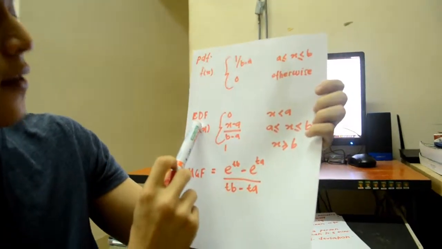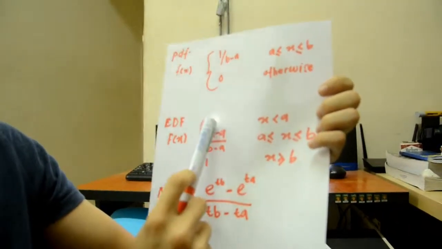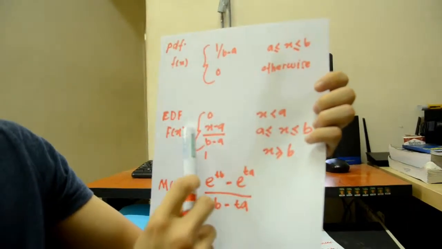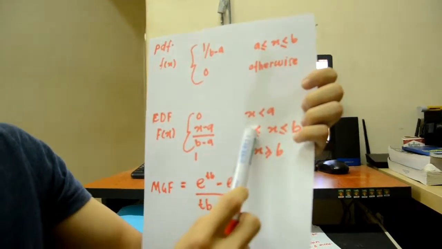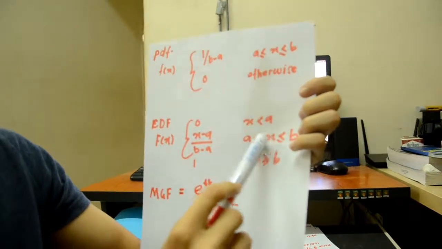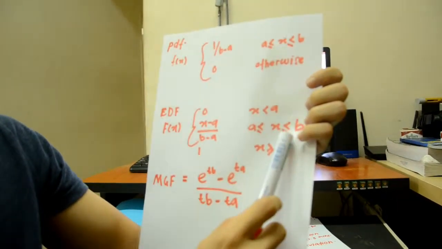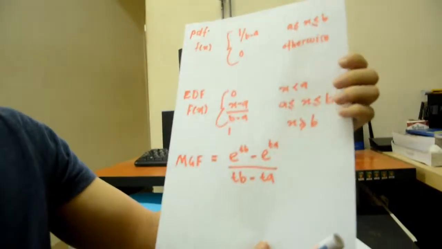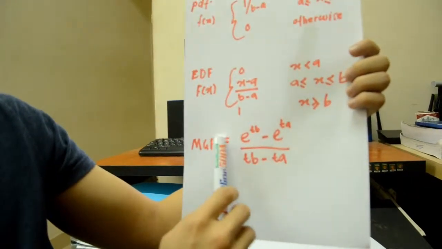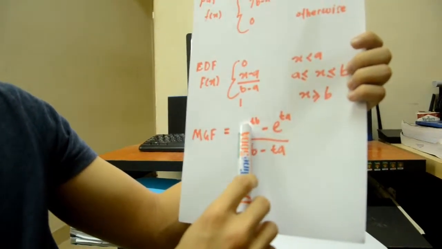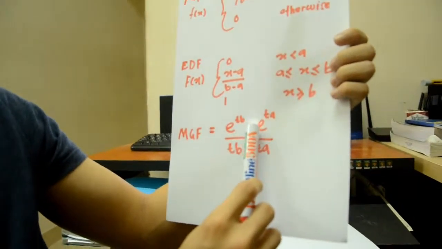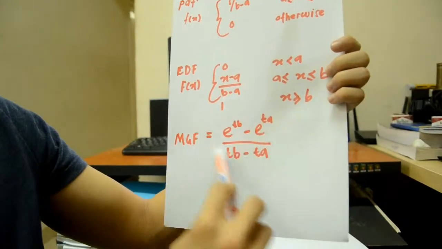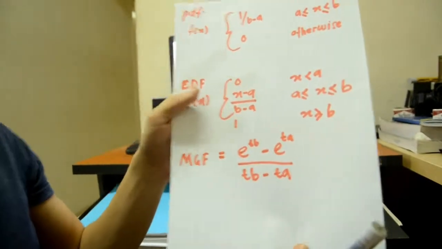Then the cumulative distribution function, the CDF, is 0 if x is less than a, the lower limit. It is x minus a over b minus a if x is in the range between a and b, and it is 1 for x greater than the upper limit b. Here is the moment generating function for the uniform distribution: e to the power of tb minus e to the power of ta, over tb minus ta. I'm going to prove this one, so let's take a look.